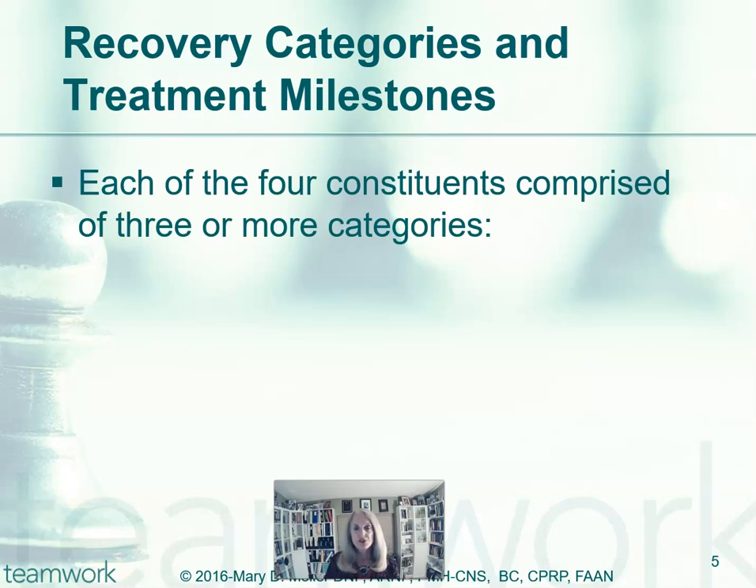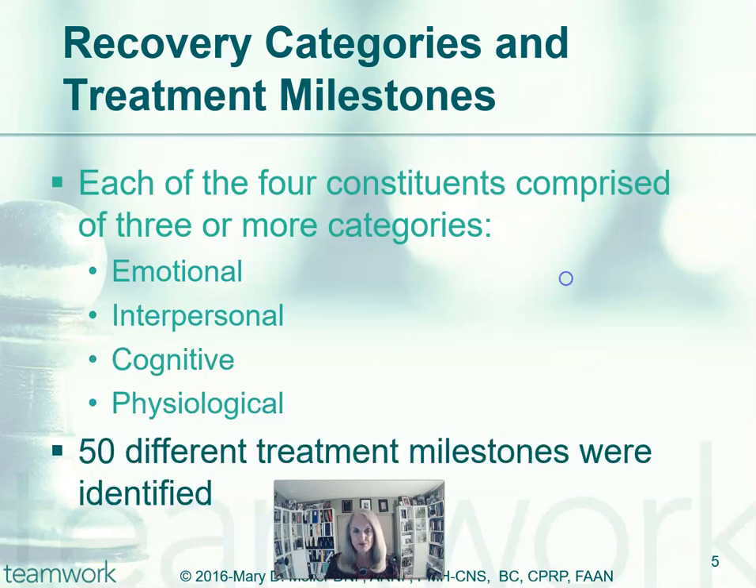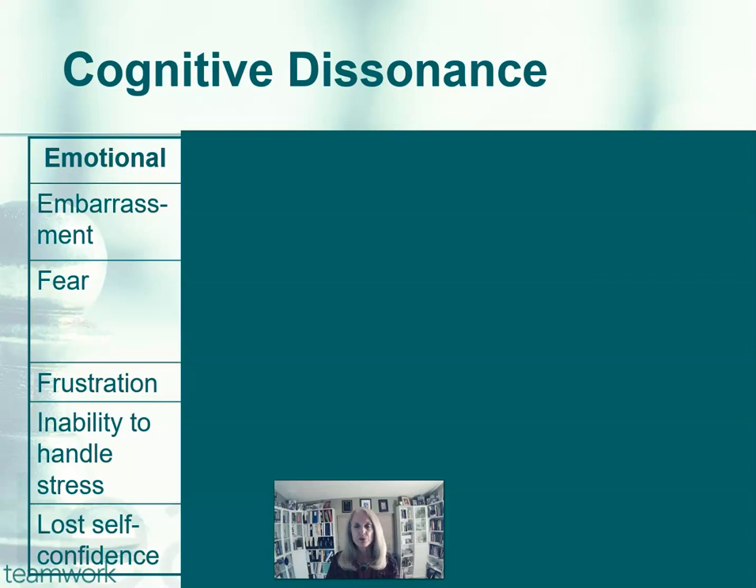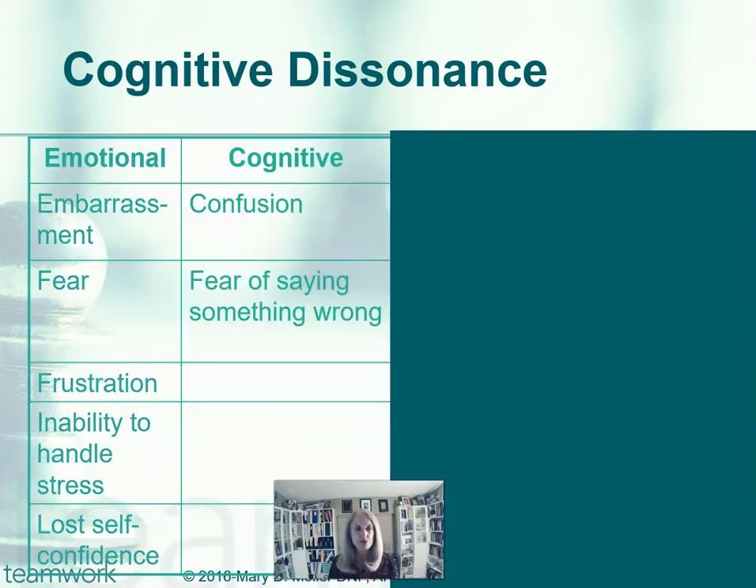So we know that each of the four constituents were comprised of 3 or more categories: emotional, interpersonal, cognitive, and physiological, and that 50 different treatment milestones were identified. In cognitive dissonance, we're going to look at these in a couple of different ways now. I really want you to be able to appreciate the psychological work that our consumers are going through. So the emotional themes are embarrassment, fear, frustration, inability to handle stress, and loss of self-confidence.